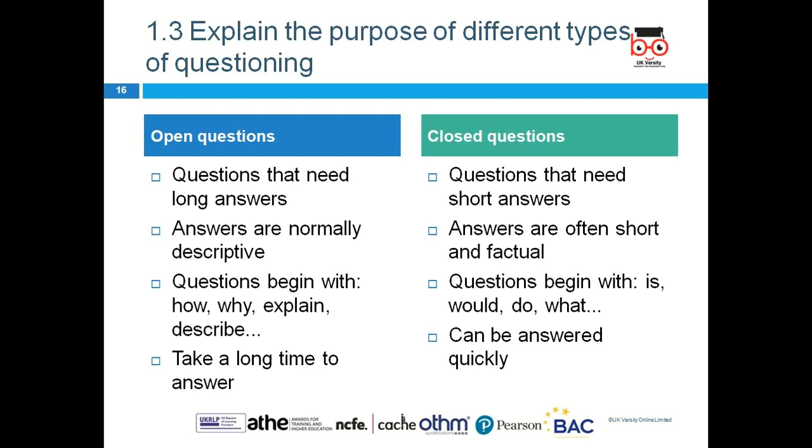So on this, you've got your open questions, which take a long time to answer, and your closed questions, which can be done quite quickly. Now, you've got to decide what type of situation you want an open or a closed question. If you're just wanting to find out basic information, like a yes or a no, then ask, is this broken? Yes. Or you could ask, how did this break? And then you'd have a longer answer there.